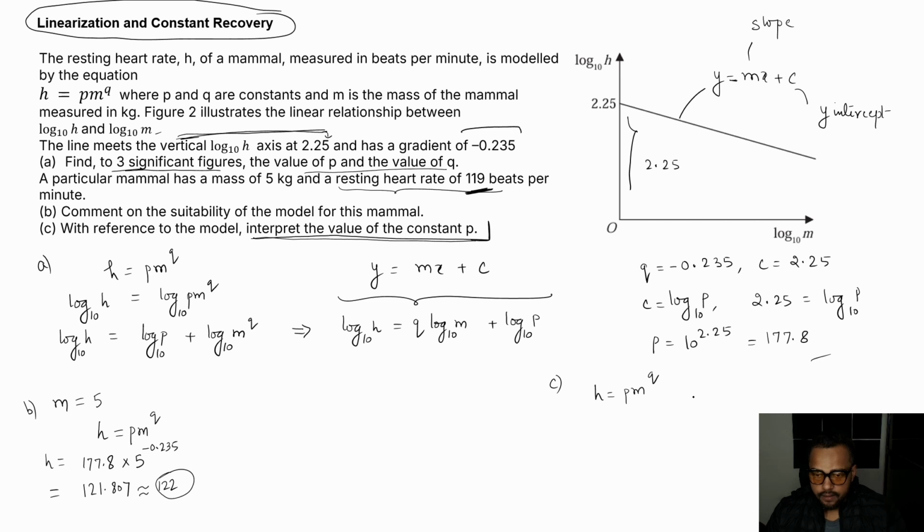Okay, I'll be writing it. Resting heartbeat rate, m will be equal to 1. Heartbeat rate is 1. So the value of p will also be equal to 1. This is the constant form which we have taken. So we have got the value of p, we have got the value of h here. So this was our question on linearization and constant recovery, students.